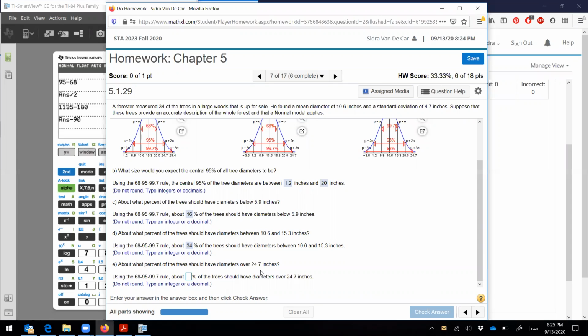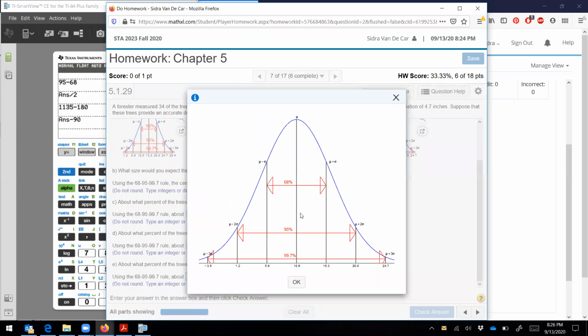About what percentage of the trees should have diameters over 24.7 inches? So notice that the 24.7 is right here. That's at the upper end of the 99.7. Now, remember what I said. If I've got 99.7 here, then 100 minus 99.7, or 0.3, is halved between here and here. So half of 0.3 is 0.15 over here and 0.15 over here. So bigger than 24.7 would be 0.15.